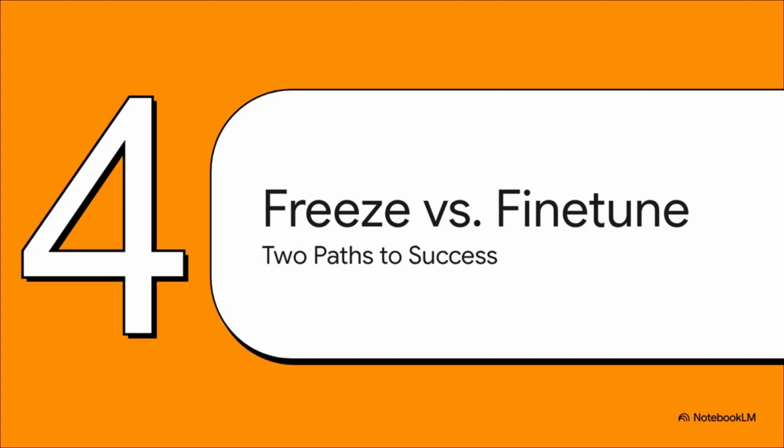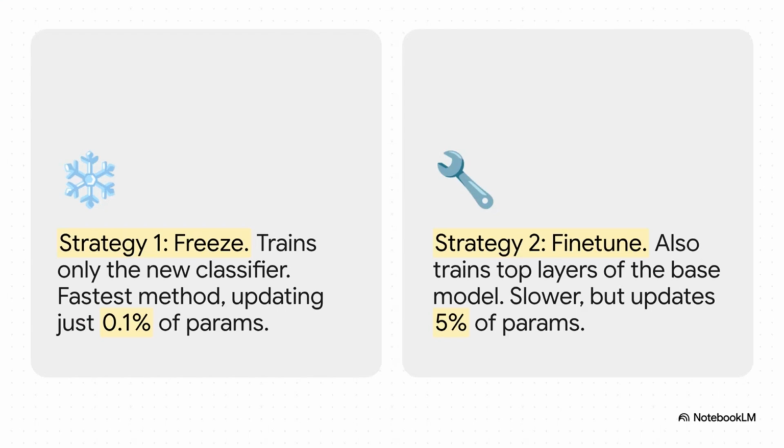Okay, so even when we're using this amazing shortcut, we still have a choice to make. Turns out there are two main strategies we can use to get our expert model up to speed on its new skill. So on one side, you've got the freeze strategy. This is the fast and simple way. You lock down the entire original model and only train that tiny new part you added. You're updating like 0.1% of the whole thing.